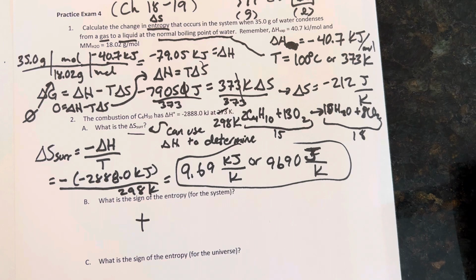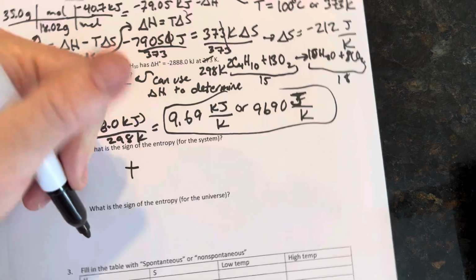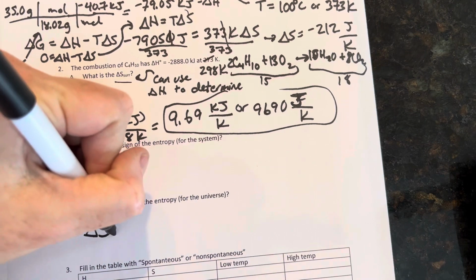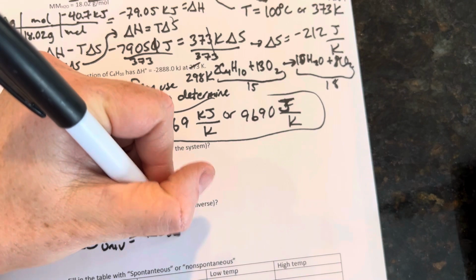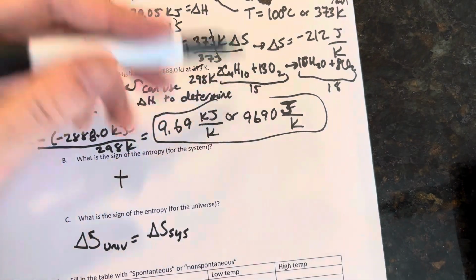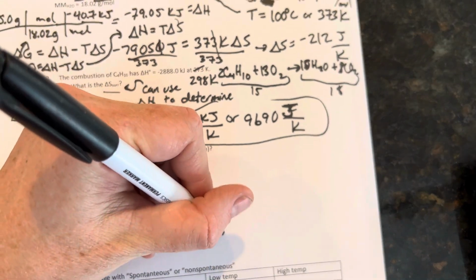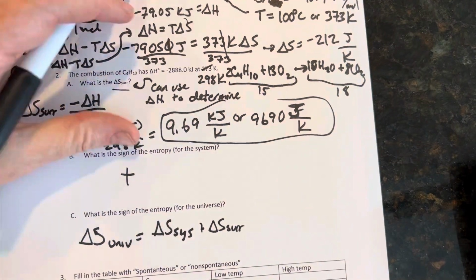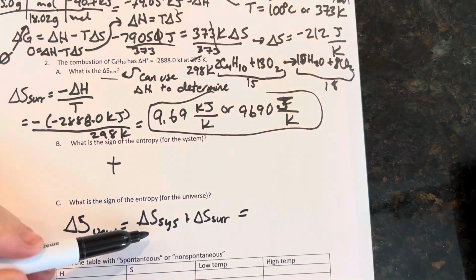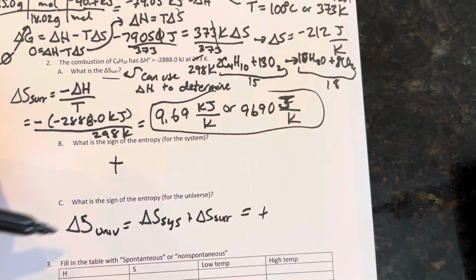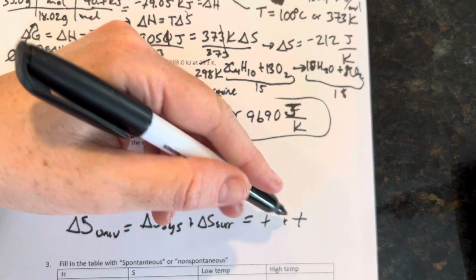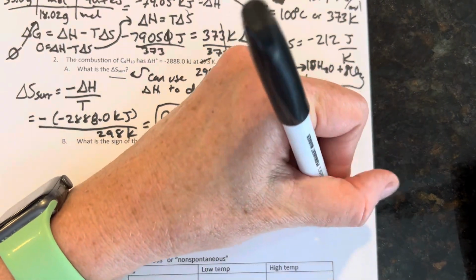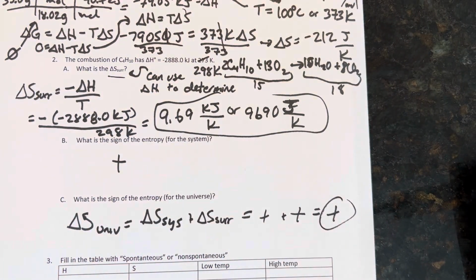Up next, it asks for the sign of the entropy for the universe. All right, so we know that delta S of the universe is equal to the delta S of the system, so where this reaction is occurring, plus the delta S of the surroundings. What is that reaction doing to the surroundings around it? We know that the system was positive. We know that the delta S of the surroundings was positive. If you take a positive and add to it another positive, no matter what, you're going to get a positive.